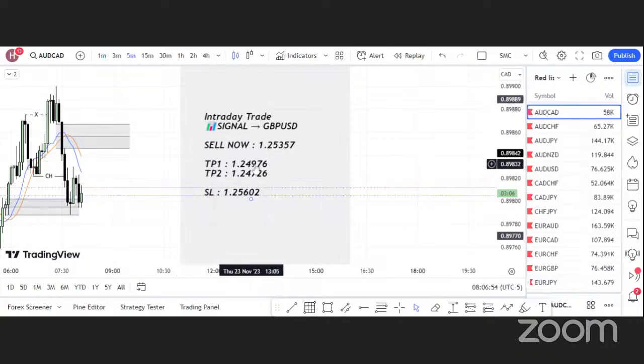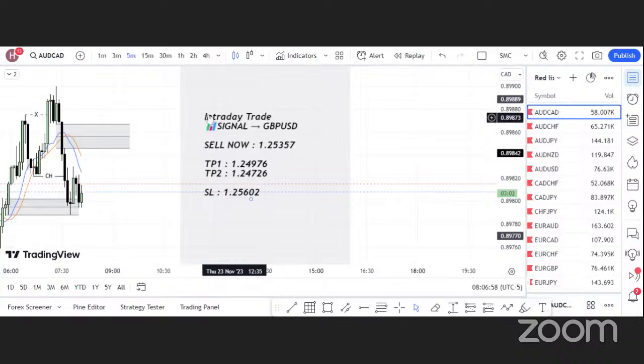Then we have the TP1 and we have the TP2. Then we have the stop loss. Okay, now this intraday trade is also very important. You need to pay attention to it. Now, we have three types of trades. Okay, we have the intraday trade, we have the scalping trade, and we have the swing trade.